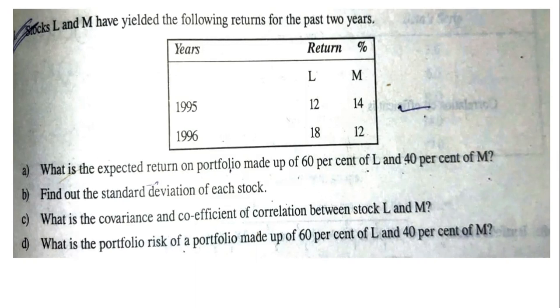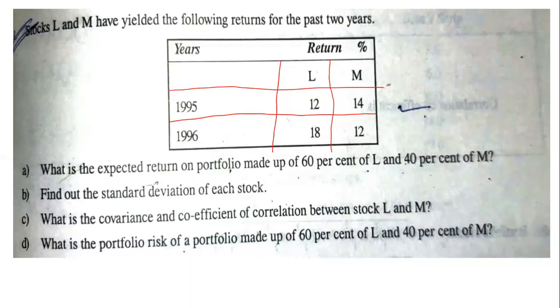Now the stocks L and M have yielded the following return for the past 2 years. So here the data is given for the past 2 years, so there is no probability here. By using past data, we have to calculate the portfolio risk and return. We have two stocks, L and M, and the data available for 1995 and 1996. I'll draw a line over here. So L and M, the two stock returns we have for 1995 and 1996.